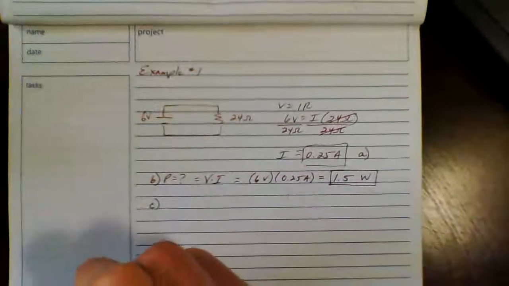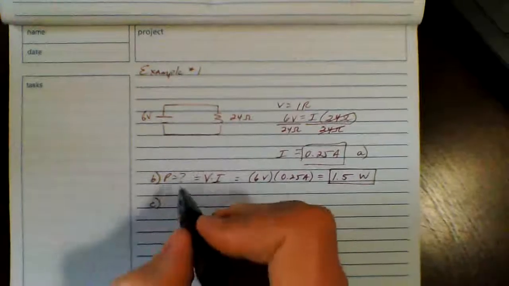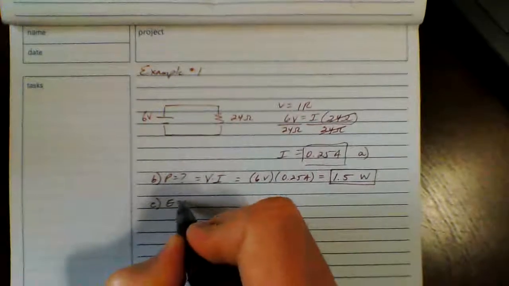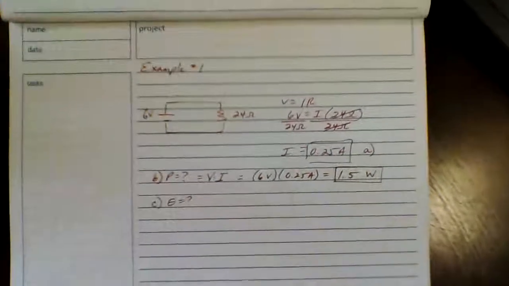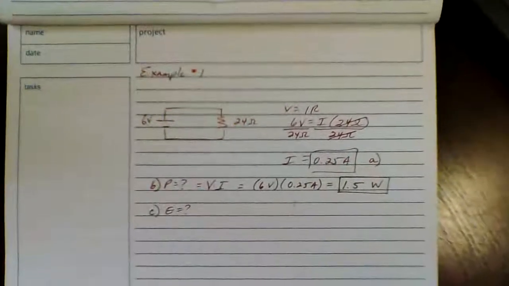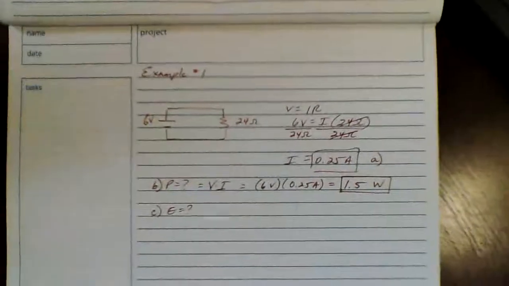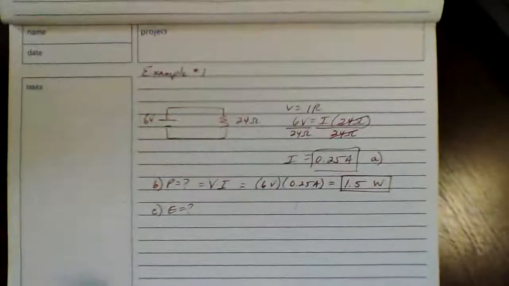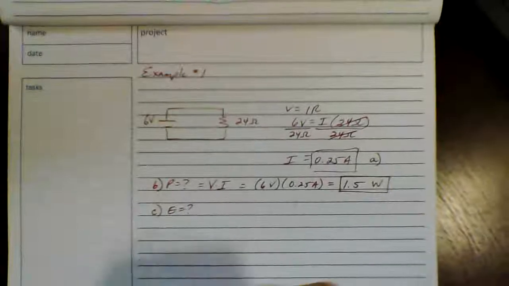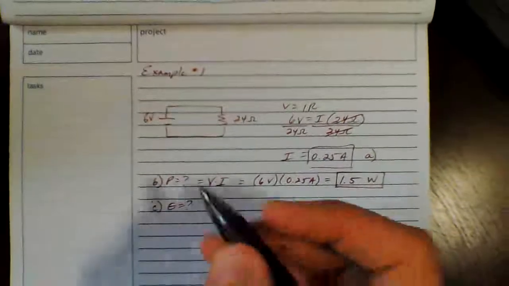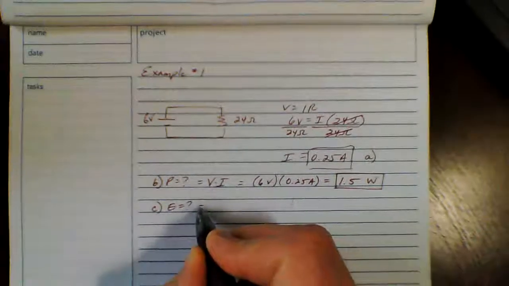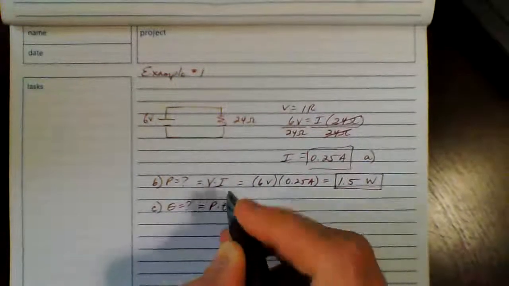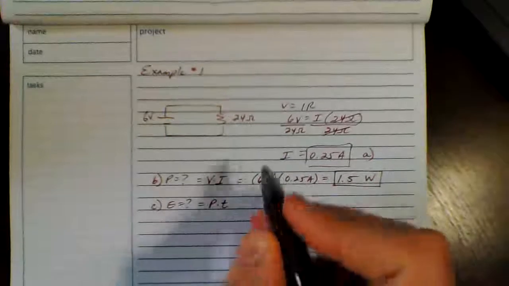The last part, part C, says how much energy is dissipated in the resistor in 1 hour. So we're looking for the energy dissipated by the resistor, right? Basically, we're saying if we had a 24 ohm resistor plugged in and using 6 volts, how much energy would it use per hour? So we're saying E equals, if we look back at our equations, we know that E equals power times time. Energy is equal to power times time.